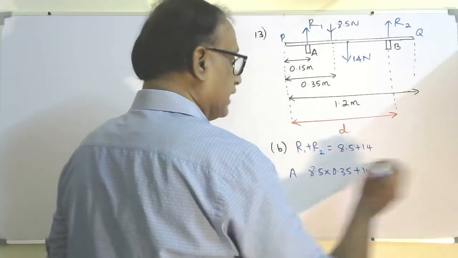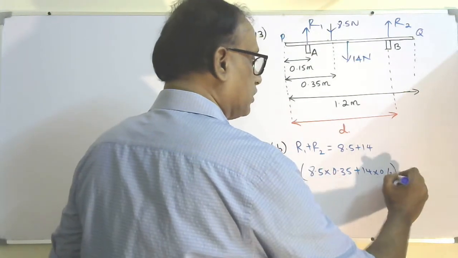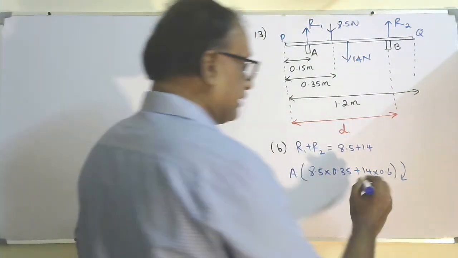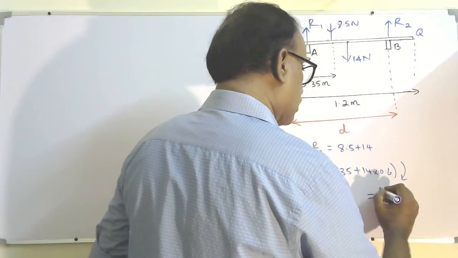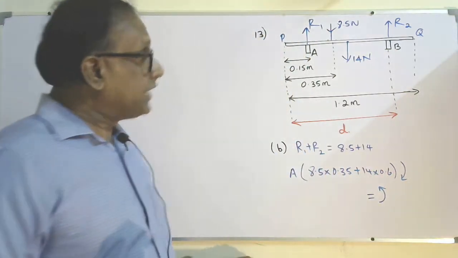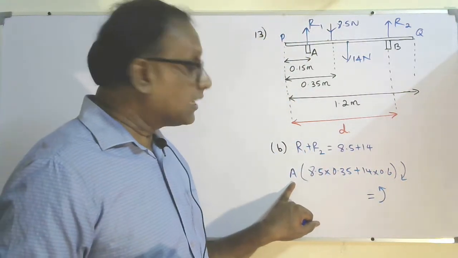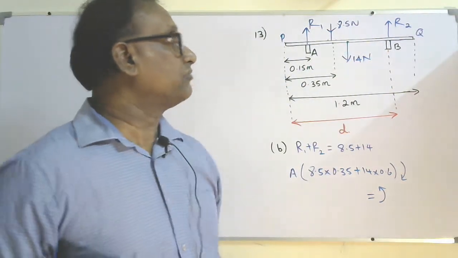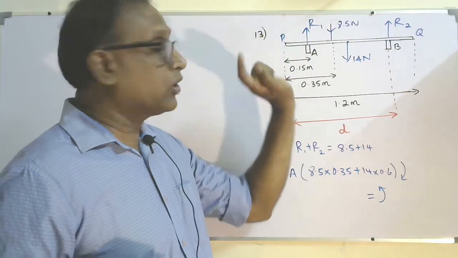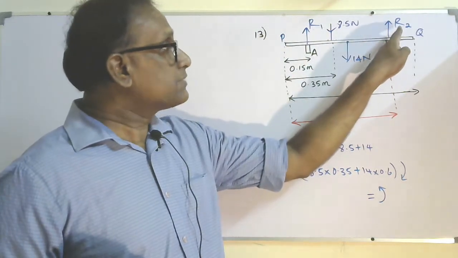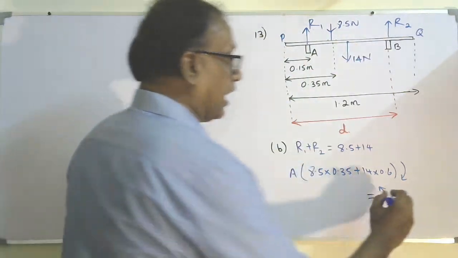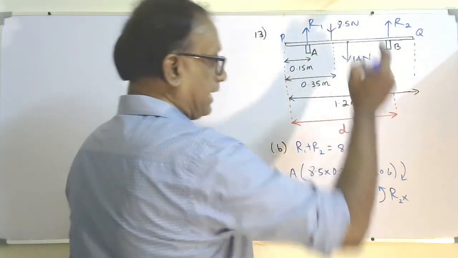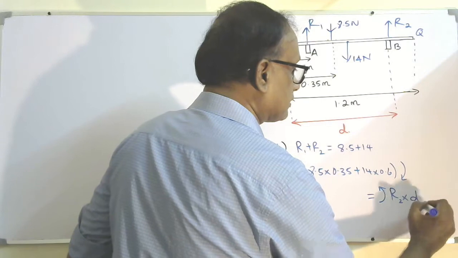This is the total clockwise moment. This will give the total clockwise moment. Since the shelf is at rest, it must be equal to the total anti-clockwise moment. Now, when I consider moment about A, the anti-clockwise moment is only by R2. There is no other force because it has no moment about A. So the anti-clockwise moment will be R2 times the distance of B from A, let it be D1.